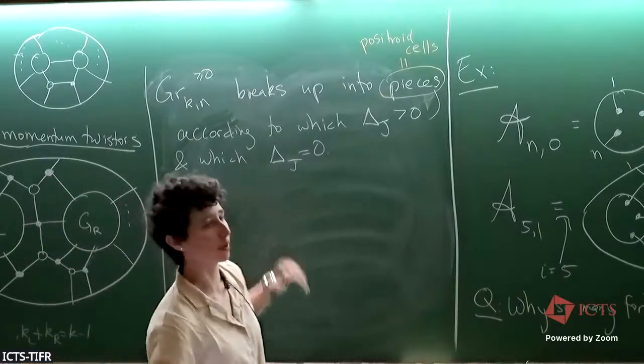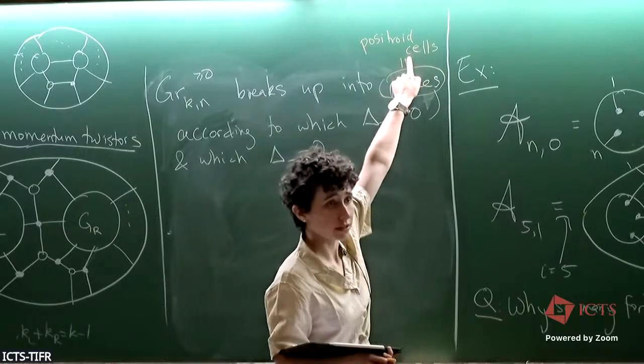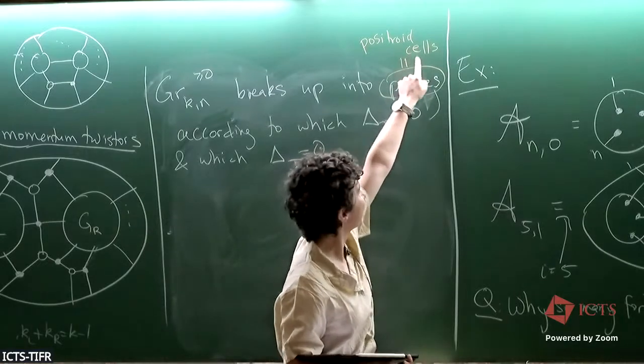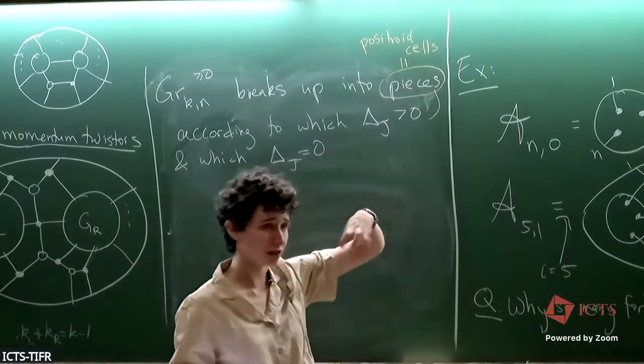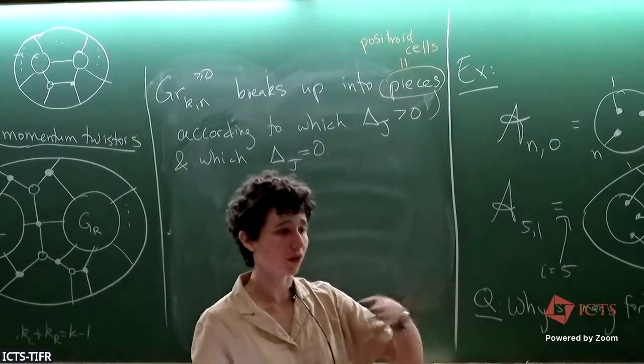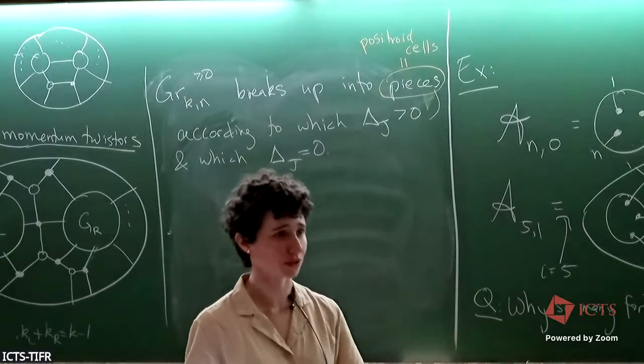I'm happy to tell you about matroids another time. The cell here is really important. This is a technical mathematical term. It means that all of the pieces actually just look like open balls. So they're not complicated. They don't have holes in them. They're like the simplest possible pieces you could imagine.